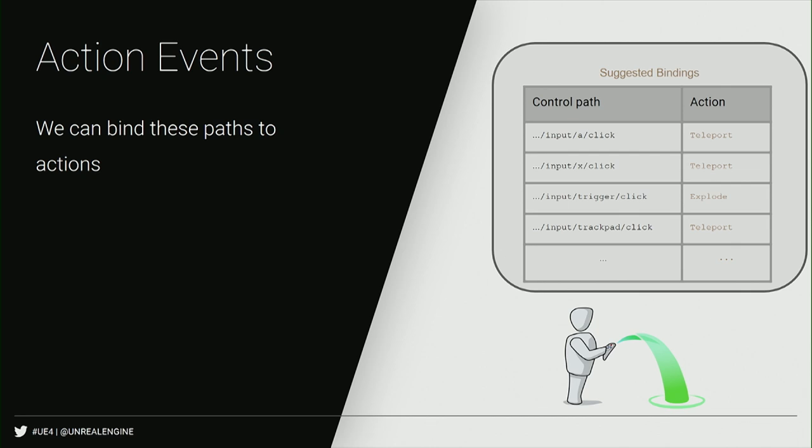Now, if you provide mappings to as many input profiles as possible and a new runtime's released to support a new device, that runtime is going to pick the closest existing profile and rebind for you. You don't have to do any work to make this happen. In this example, you probably don't want to click the trigger, though, unless exploding was on your agenda.